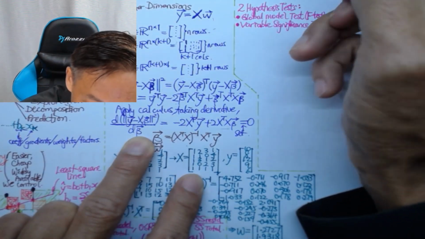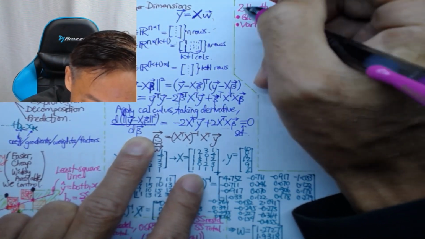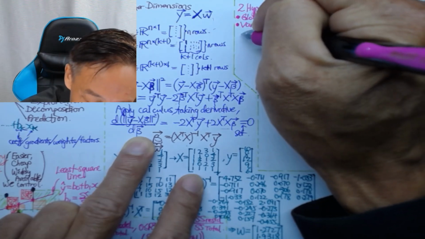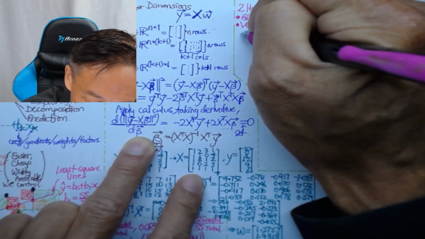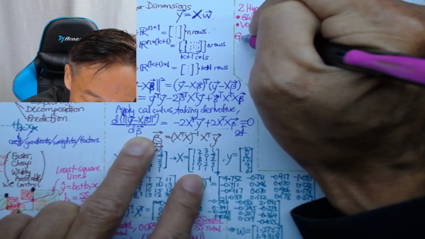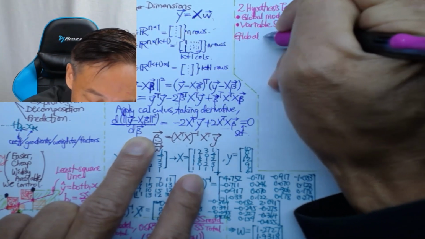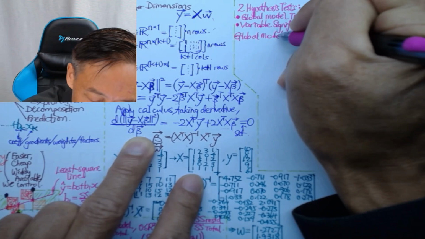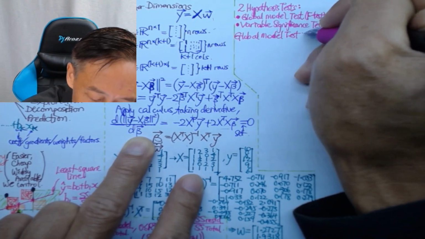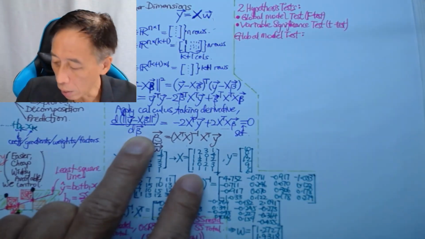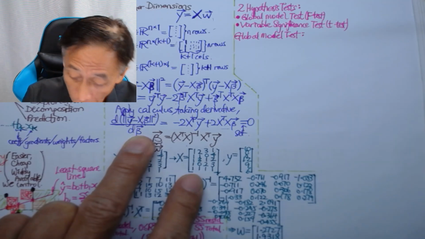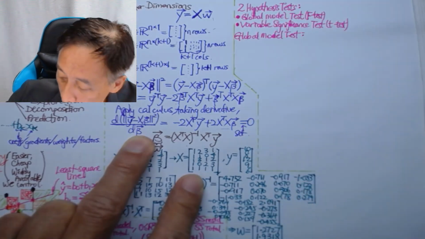Okay, so for the first part, the global model t-test, right? So the global model F-test, the goal is to see if the model is significant or not.